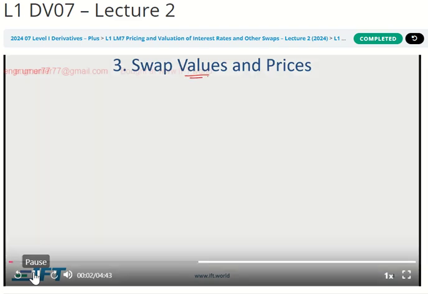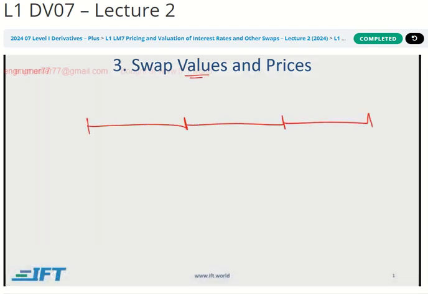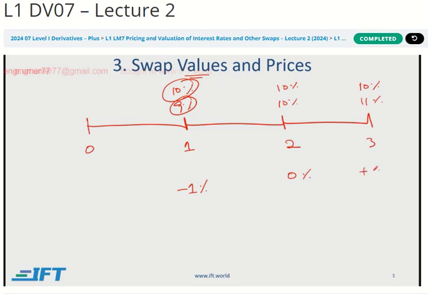Valuation of swaps. As we discussed in the previous example, you locked in a swap and the rate at which you fixed this payment was 10%, and then the interest rate was low and then it was high. So here you were paying high and getting less, so there was a net effect of -1. Here it was 0 and here it was +1 because you were paying low and getting higher.